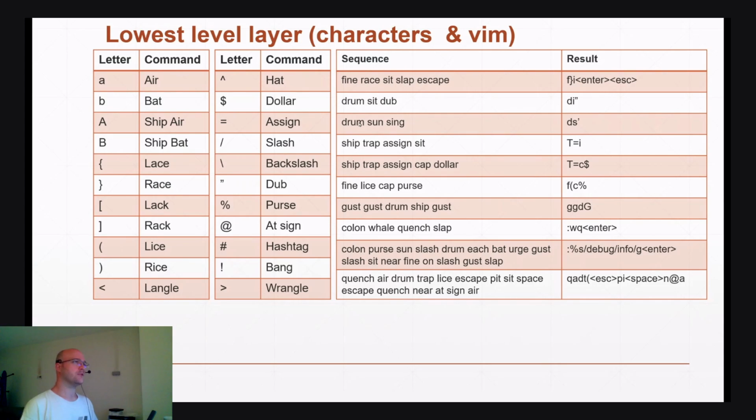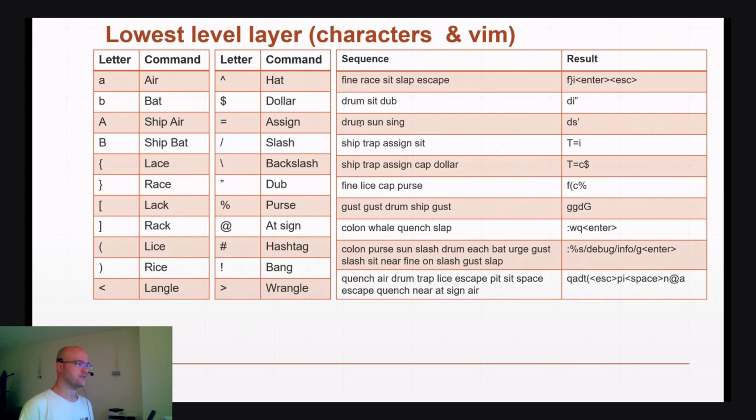Here we can see that we have sequences, of course. You can sequence these commands, so you don't have to say them one at a time, waiting for your software. You can say drum sit dub, for example, for di quote, double quote, and so on. In the bottom right we want to do fairly simple things. If we're familiar with Vim, we have this %s debug info, where we want to replace the word debug with info everywhere it shows up in a file, right? And we have this very long sequence.